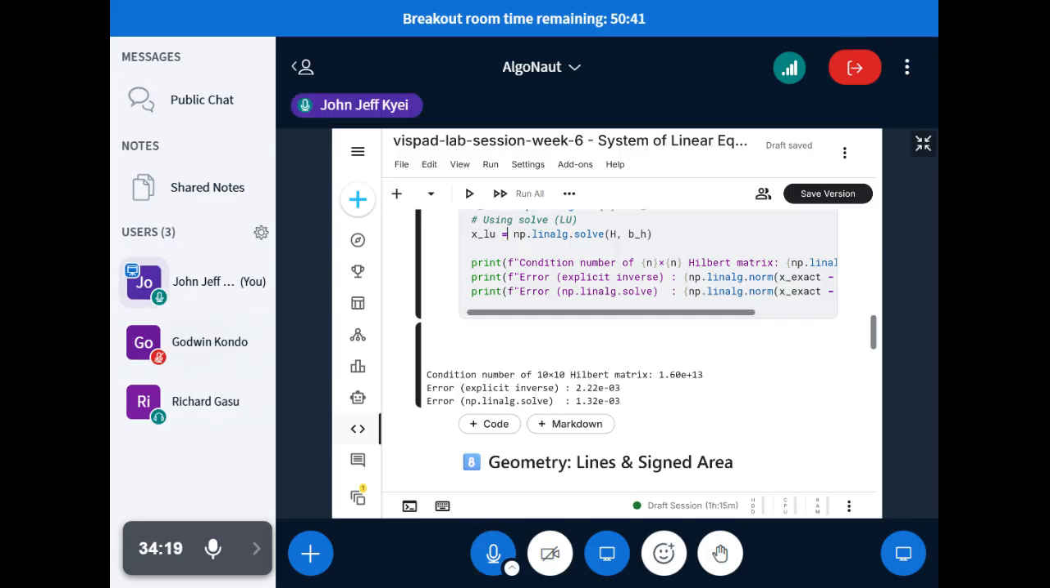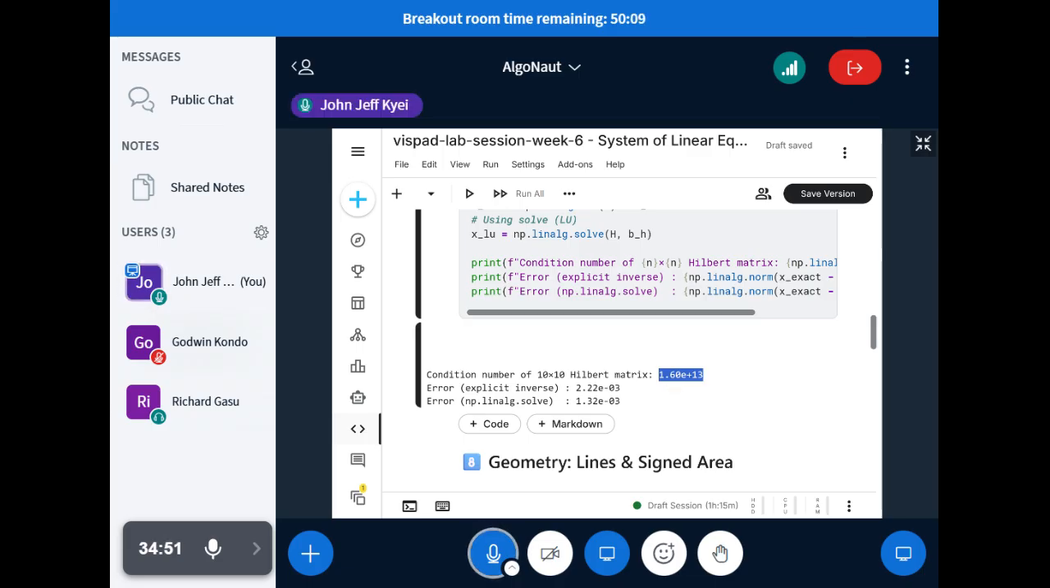The condition number of a Hilbert matrix is telling us how unstable the matrix is, right? So for a 10 by 10 Hilbert matrix, the condition number is very large, usually 10^12, 10^13 ish. So that's what we have over here. We have 1.6 times 10^13.